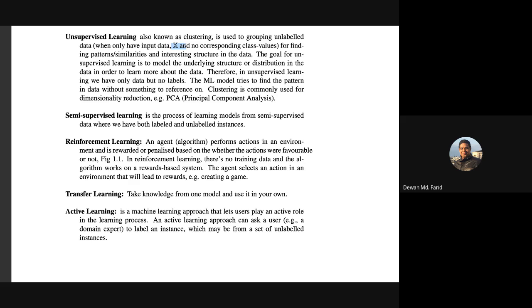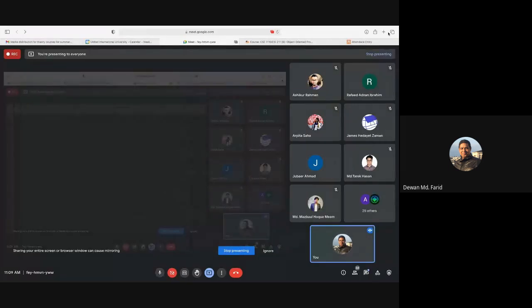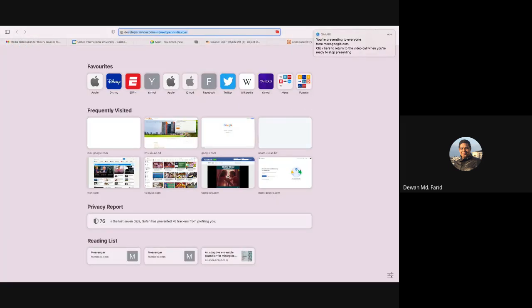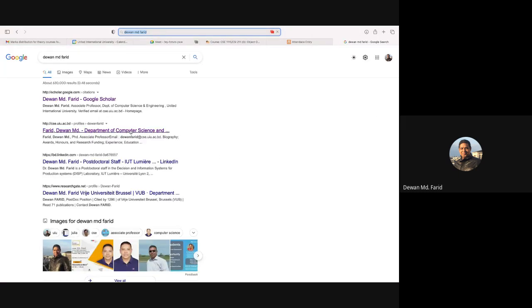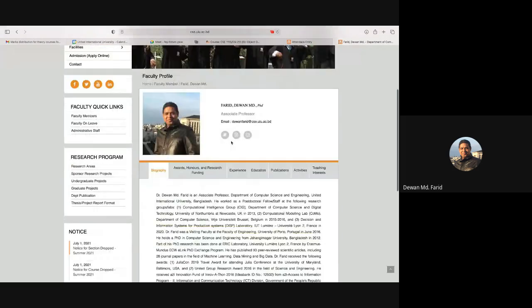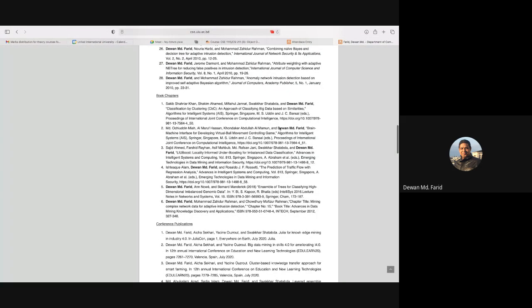I have one paper about this topic, classification by clustering. You can search in Google Scholar or even my publication list. That paper is maybe published by IEEE or Springer, and you can download it from there. Otherwise, you can request me and I can send you the paper. Okay, so let me show you the paper. Publications.